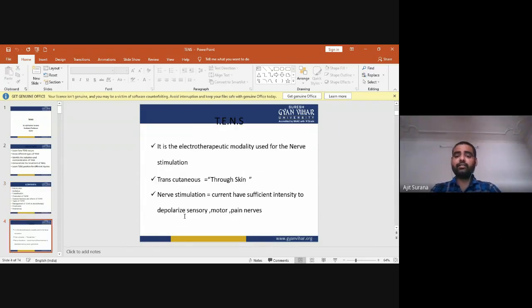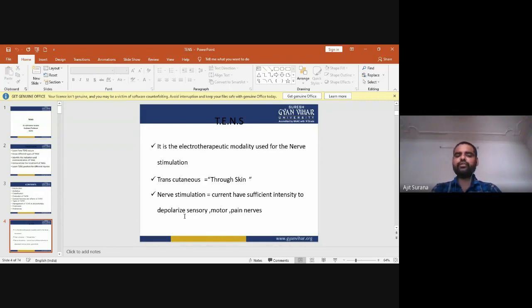Now we start with TENS, or transcutaneous electrical nerve stimulator. TENS is an electrotherapeutic modality that is used for nerve stimulation. Transcutaneous means through the skin.